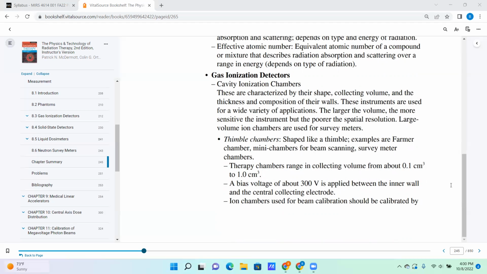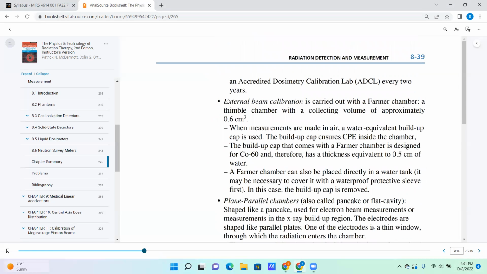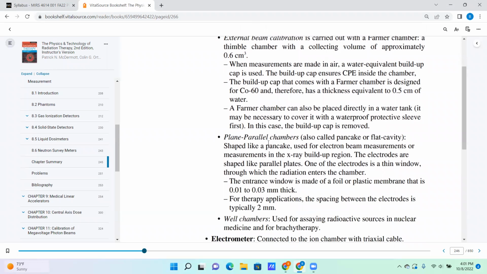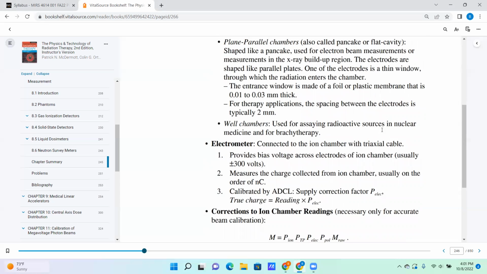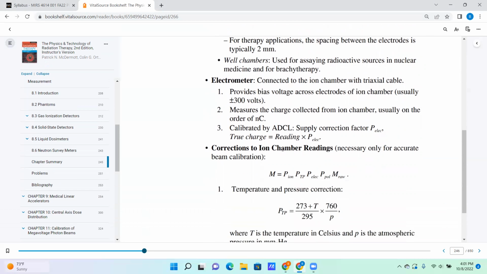So you've got thimble chambers shaped like a thimble, Farmer chamber or mini chambers for beam scanning, survey meter chambers, things of that sort. External beam calibration is carried out with a Farmer chamber. You've got plane parallel chambers, also called a pancake or a flat cavity. They're used for electron beam measurements or measurements in the X-ray buildup region. And you've got well chambers. Well chambers are used to assay radioactive sources in nuclear medicine or brachytherapy.